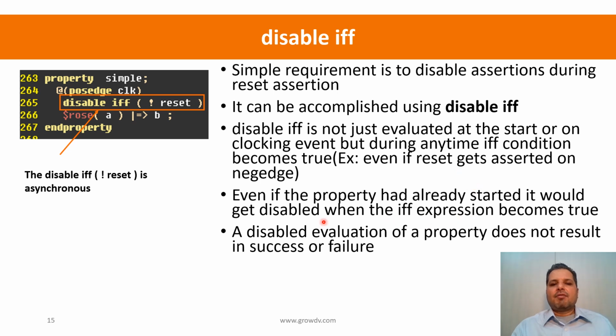That is, even if the property had started, let's say here if we had a timing expression, even if it had started and the reset got asserted, it will get evaluated. Or if the reset got asserted during the negedge of a clock, it will still take effect. So at any point of time, think of it like an asynchronous reset. At any point of time the reset takes place, the property evaluation will be disabled. And a disabled evaluation of a property does not result in either success or failure. So your coverage sampling counts will not get affected, or you will not see any false failure, because it was either disabled before the start or got disabled during the execution of the property. So asynchronously you can disable any property evaluation using the disable iff construct.